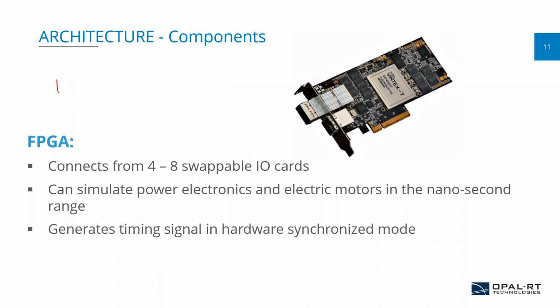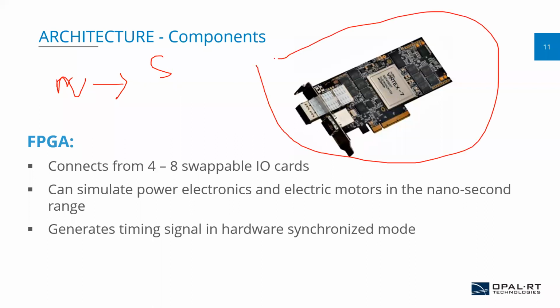Suppose we give one sine wave signal. Which channel will give this sine wave result? Which slot will give this sine wave result? This FPGA will manage that.